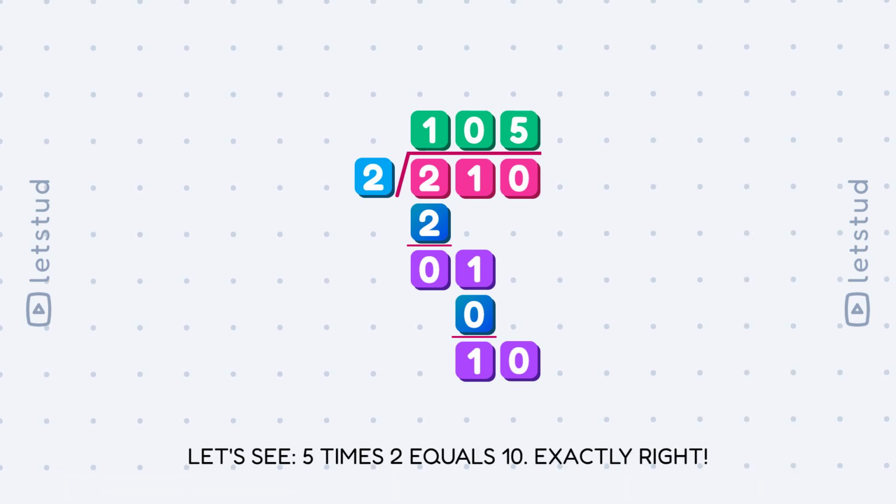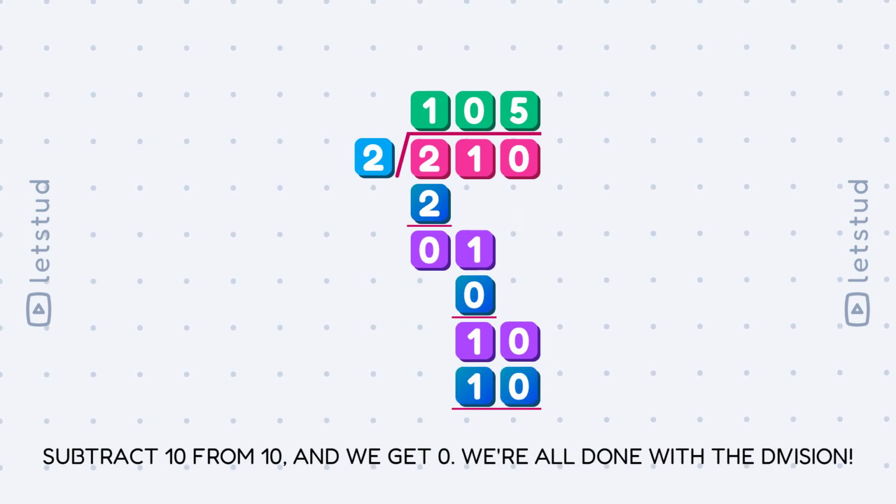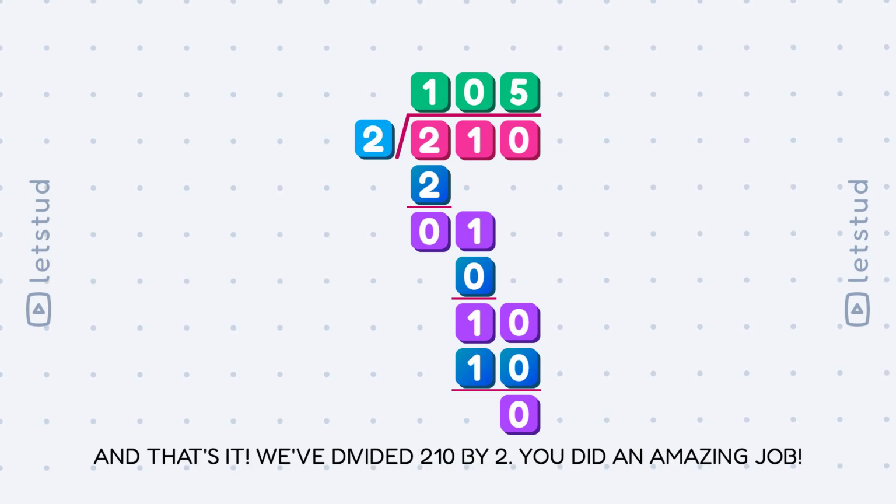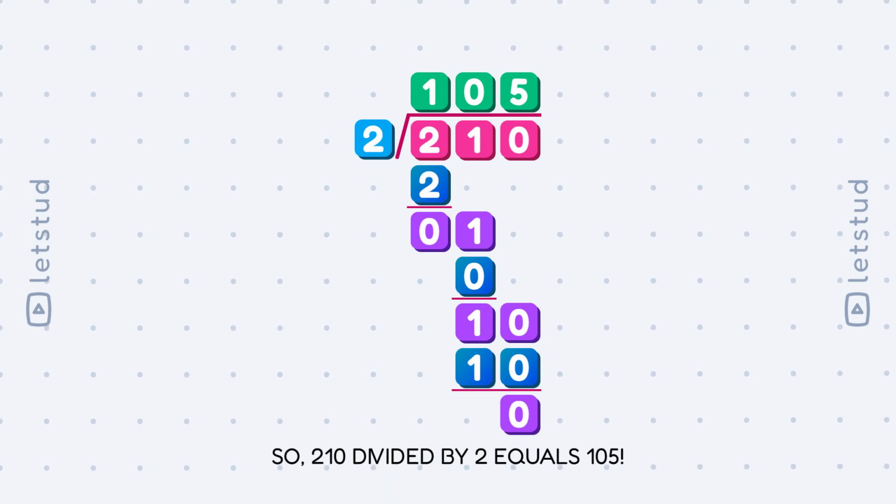Let's see: 5 times 2 equals 10, exactly right. Subtract 10 from 10 and we get 0, we're all done with the division. Woohoo, you absolutely crushed it, high five. And that's it, we've divided 210 by 2, you did an amazing job. So 210 divided by 2 equals 105.